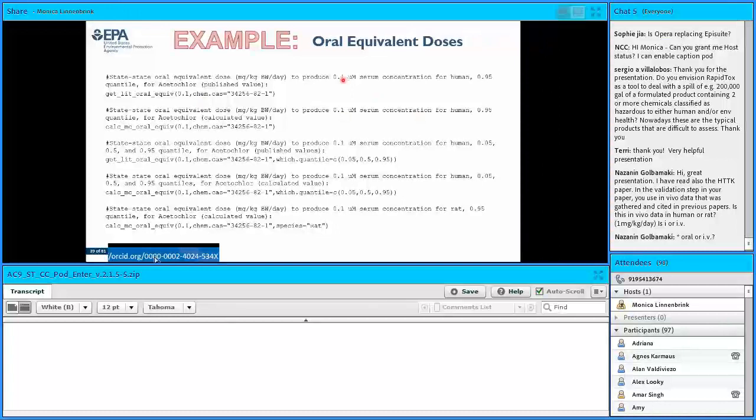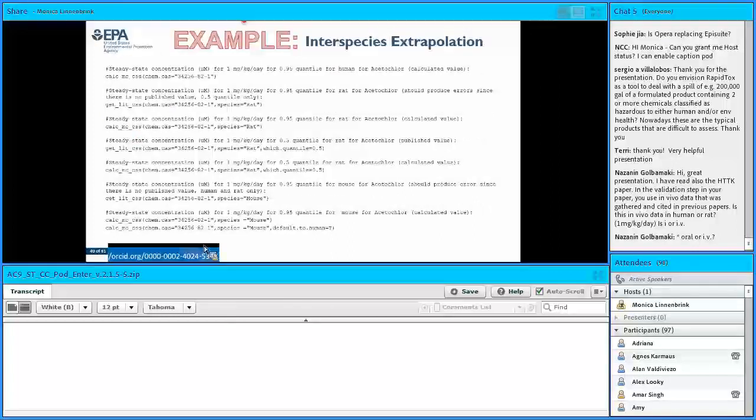Now, we do have a function that can retrieve published numbers from tables. So if you want what Wetmore 2012 said the oral equivalent dose was for acetochlor, and you happen to know the CAS off the top of your head, you can also use just the word acetochlor. You can use the get literature oral equivalent, or you can use our new latest version of the model and calculate it. Both of these will give you answers. They just give you slightly different answers. Now again, this is Monte Carlo here, so unless you use set seed, every time you run this, you'll get a slightly different answer.